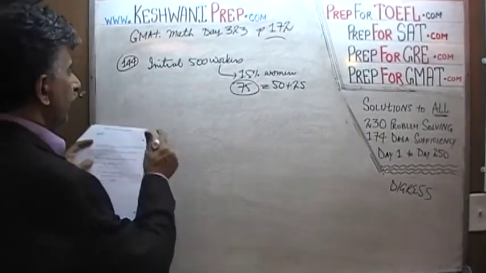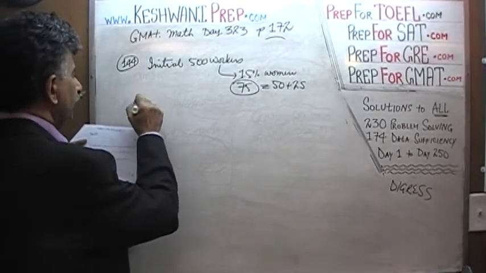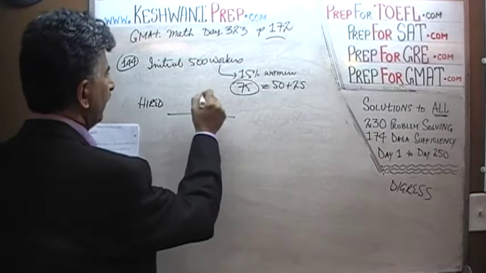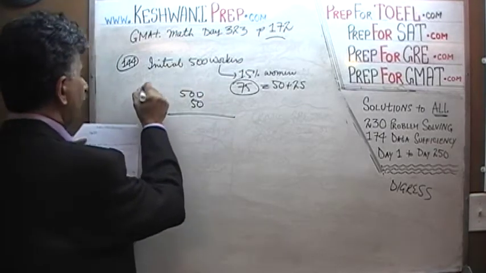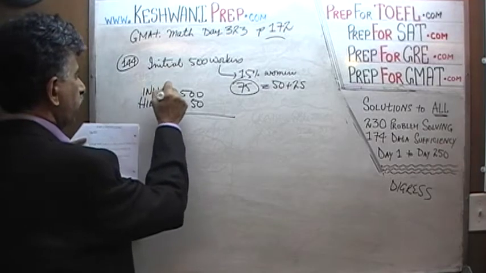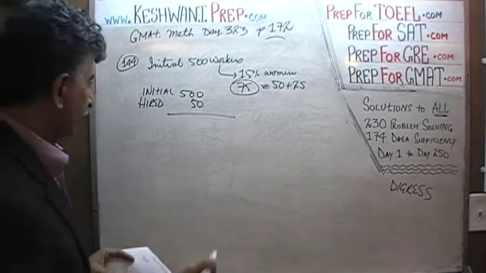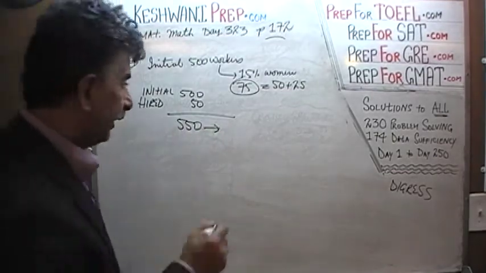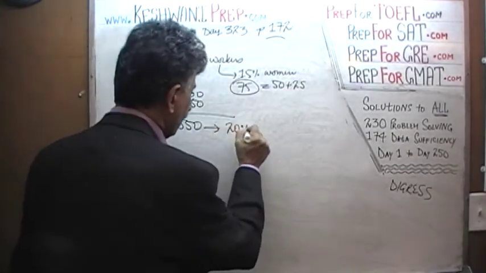Then we are told that we hired 50 more workers. So this is the initial amount, and we hired 50 more workers. So now we have 550. And as a result, we are told that now 20% are women.